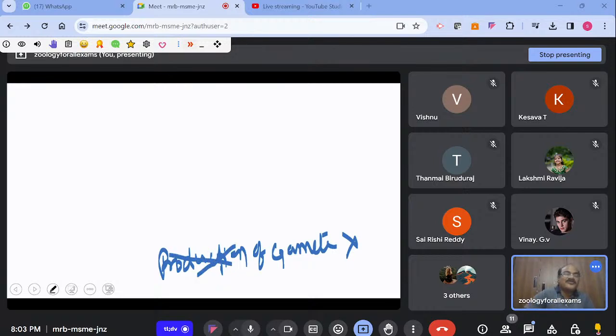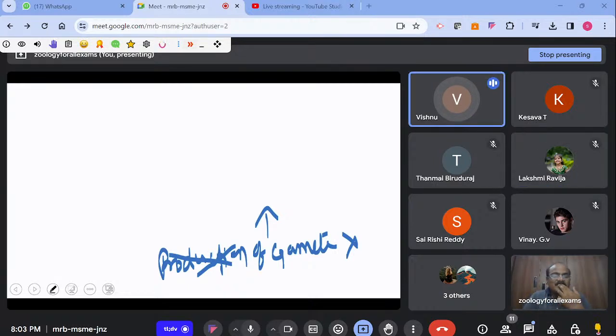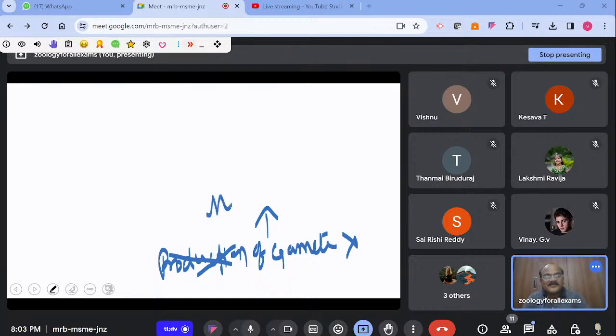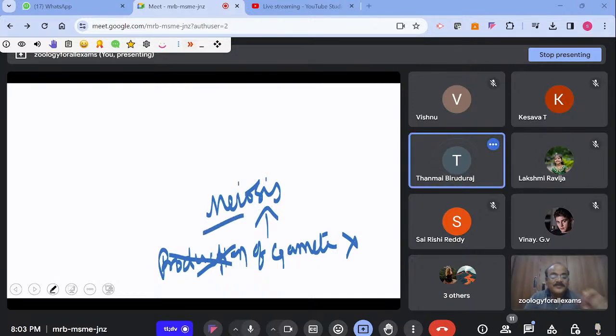So, why is a mule unable to produce gametes? For that you have to tell me how gametes are produced. What is the process that produces the gametes? Spermatogenesis and oogenesis, sir. Gametogenesis. What happens during gametogenesis? The number is reduced to half, sir. What is the process called? Meiosis. So, in order to produce gametes, meiosis should happen.